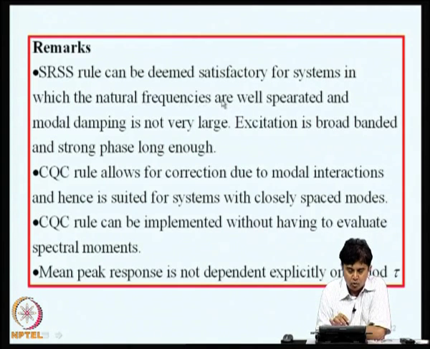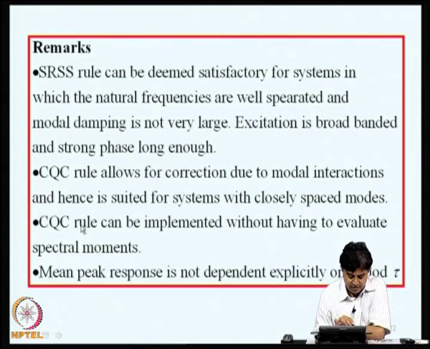Since we are ignoring modal interactions, we require that the natural frequencies are well separated and the modal damping is not very large. If modal damping becomes large, that will itself induce interaction between neighboring modes. So, if these conditions are satisfied, SRSS rule provides reasonably good solution. On the other hand, the CQC rule allows for correction due to modal interactions and hence is suited for systems with closely spaced modes.